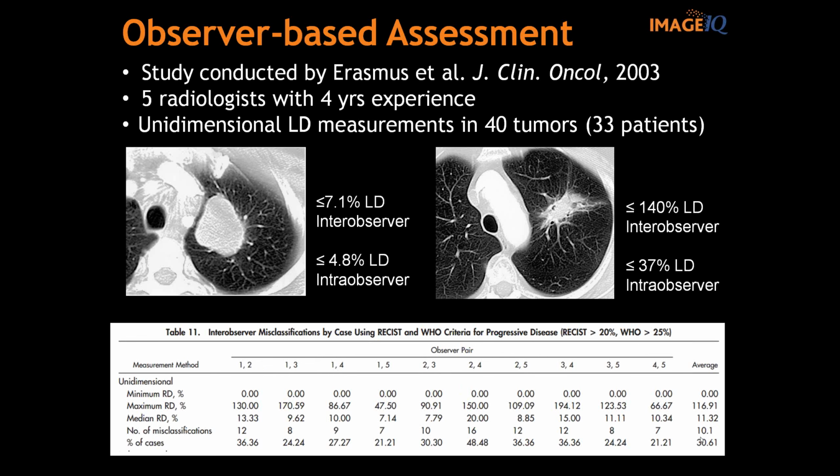So, what are your options? Instead of using RECIST or even manual volumetrics, is there another way you could do this that would be more reproducible? There are a number of software vendors, including ImageIQ, that have software that does automated measurement of lesions and nodules within lungs or other organs as well.